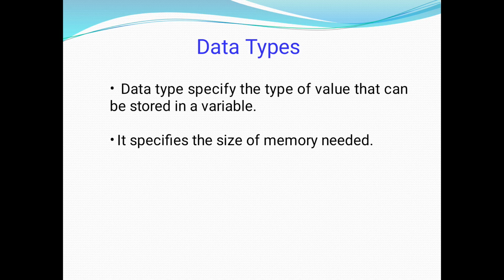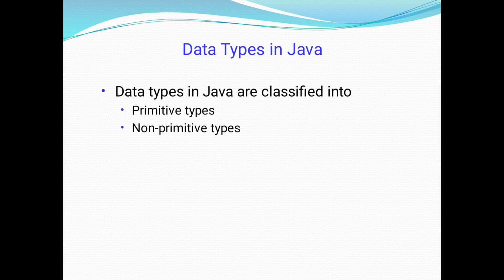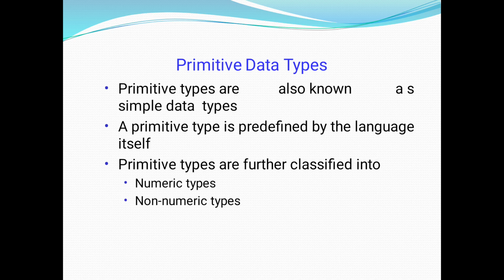Now let us move on to data types. Data types tell the compiler what type of value is to be stored in a variable and also how much memory size it needs. Data types are divided into two: primitive and non-primitive data types. Primitive data types are also known as simple data types. A primitive data type is predefined by the language itself. In this video, we can see about primitive data types.